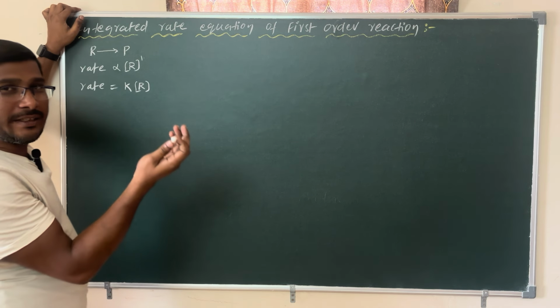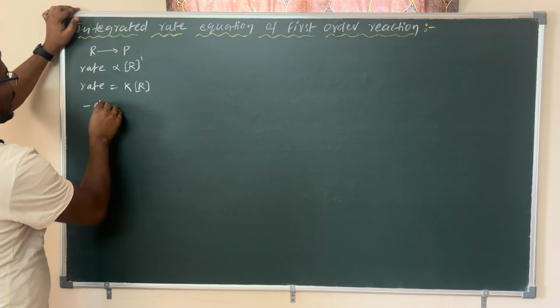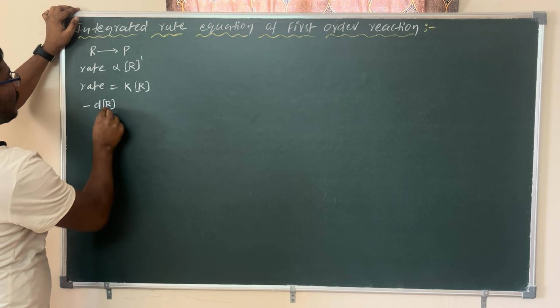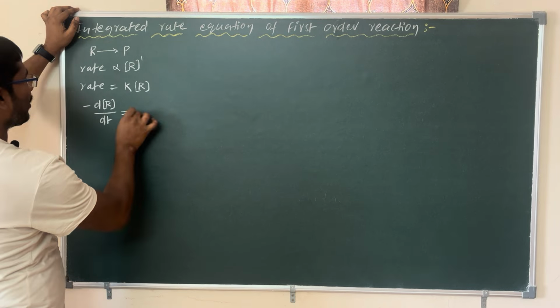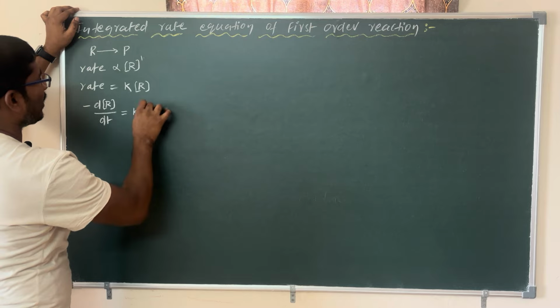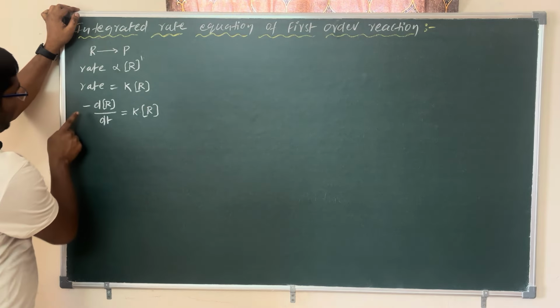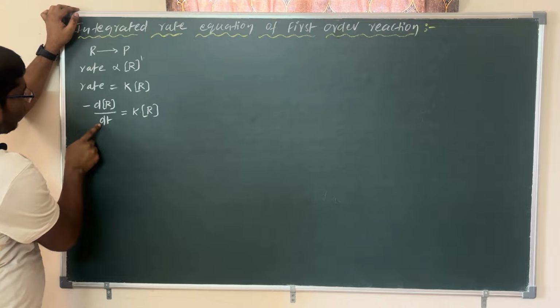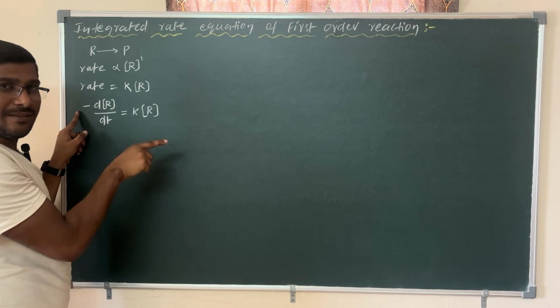Now how can you write the differential rate equation? Rate is the decrease in the concentration of reactants with a small change in time, which is equal to K into the concentration of reactants. Very simple. You can multiply with a negative sign on both sides to get the next step.